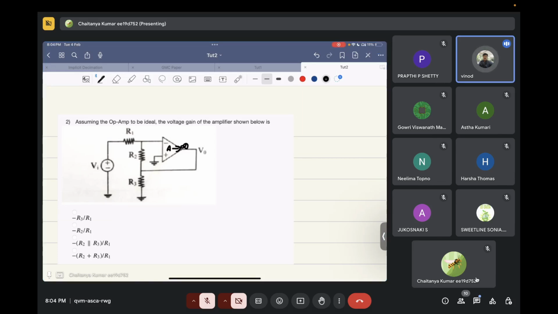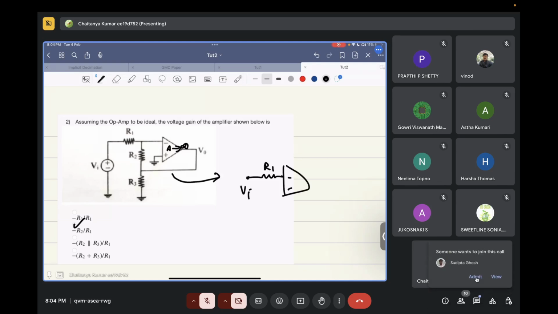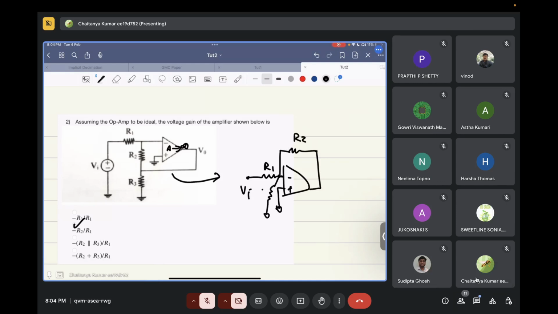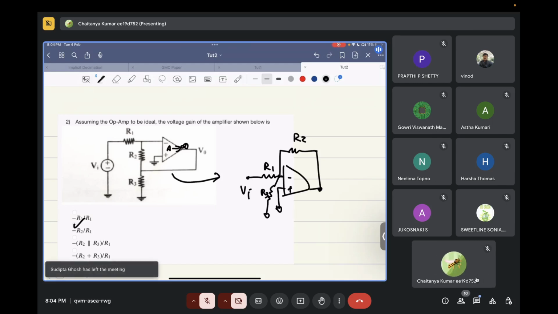Minus R2 divided by R1. Minus R2 by R1, right? So basically this circuit is the same as this, and R3 is over here. Correct? You can see this, right? It's just that it is drawn a little differently. R3 is in the output, sir. V naught. Oh, sorry.